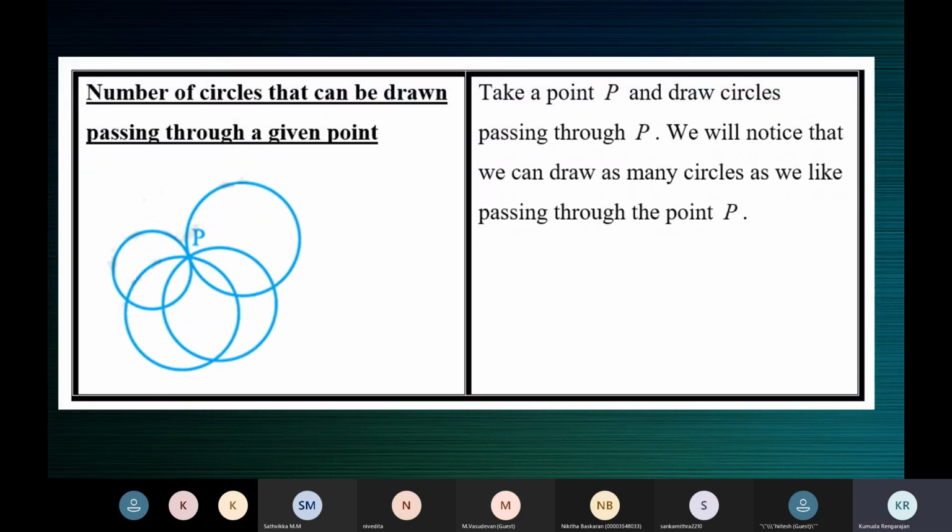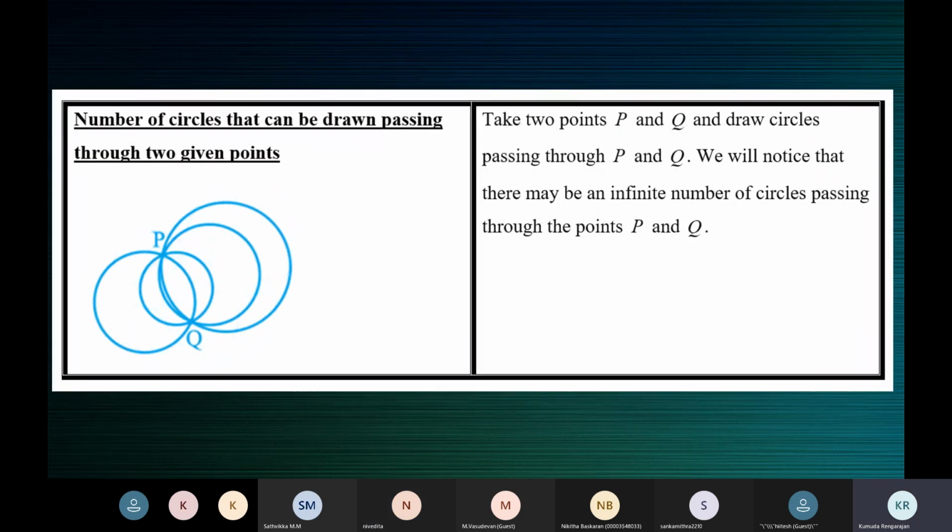Read this one, children? Yes, ma'am. Have a look at this.